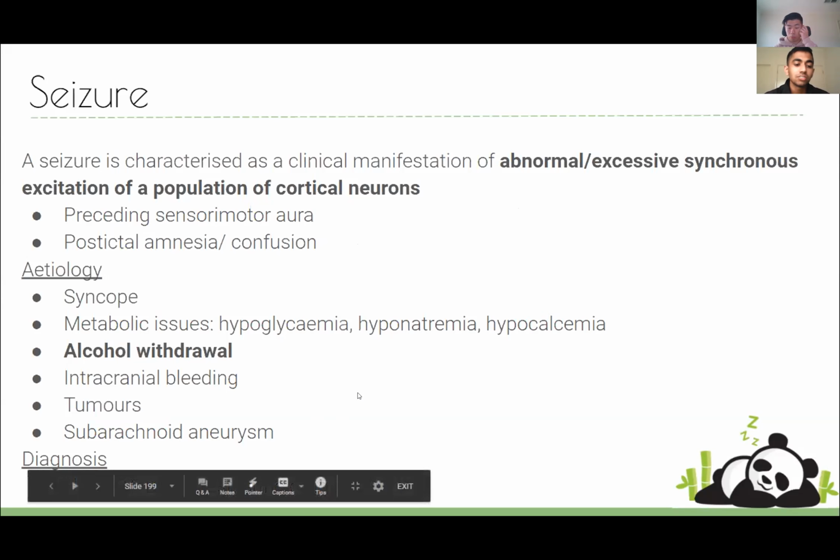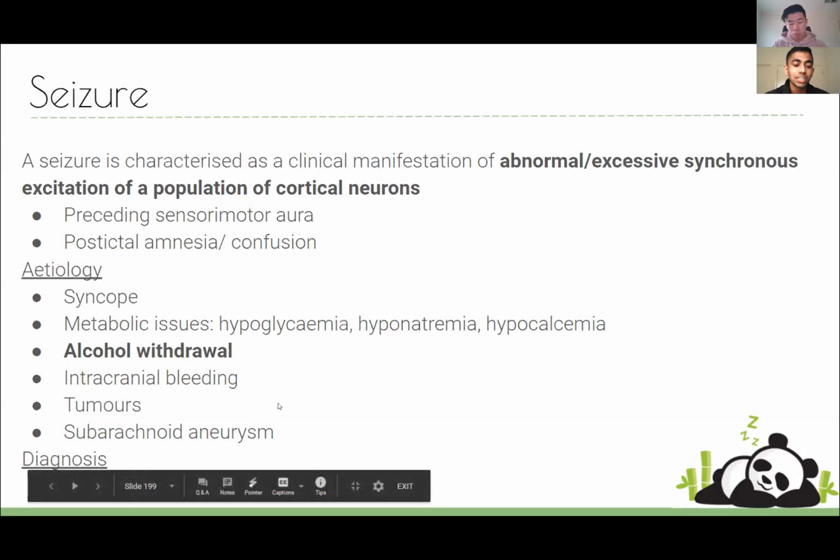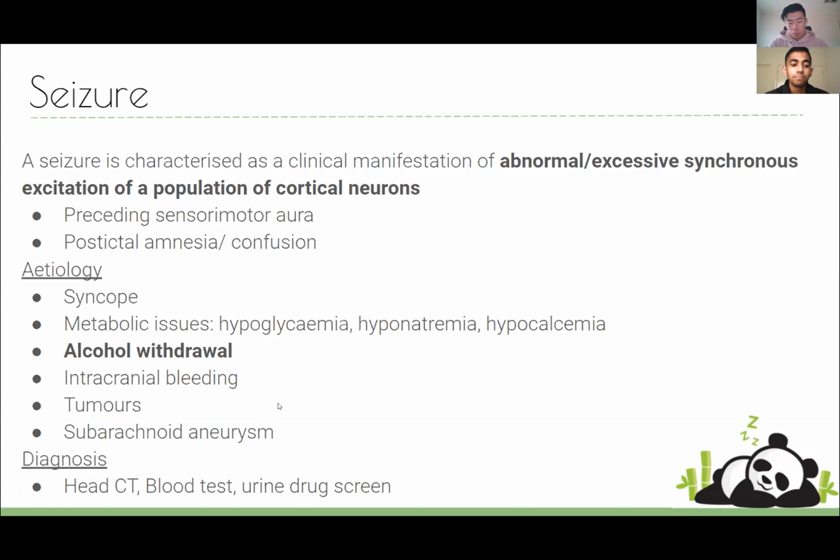There's a whole bunch of different etiologies of seizures, but it's pretty hard to know the exact mechanisms of them and how they're associated. But the main ones I think you probably need to know are the metabolic issues, so hypoglycemia, hyponatremia, and hypocalcemia, alcohol withdrawal, and brain pathology. So whether it's bleeding, tumors, or subarachnoid aneurysms, so dilations of the vessels.